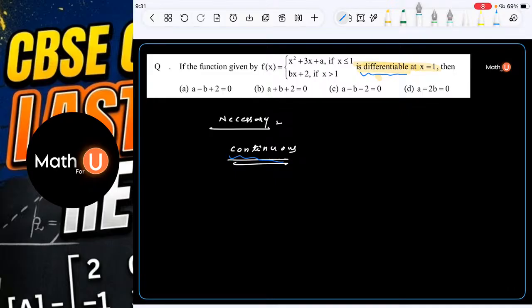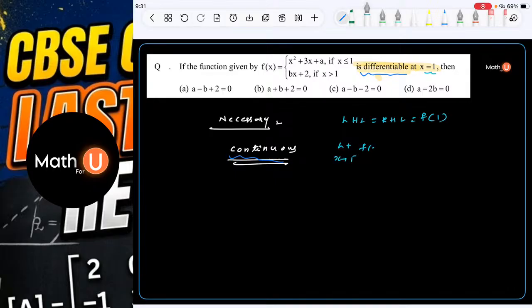Then simply find the left hand limit. What is the definition for continuity? Left hand limit equal to right hand limit equal to the functional value at what point? At 1. What is the left hand limit? Left hand limit is limit x tends to 1 minus f of x, that is equal to limit x tends to 1 plus f of x, that is equal to the functional value.